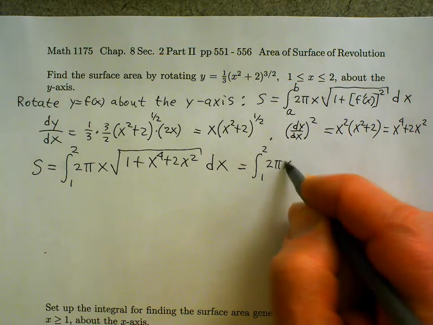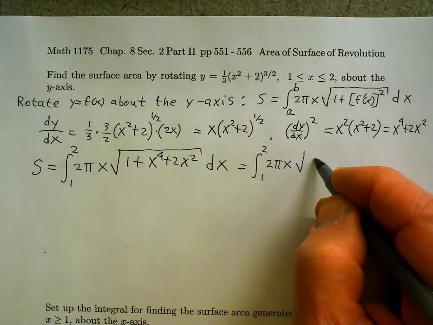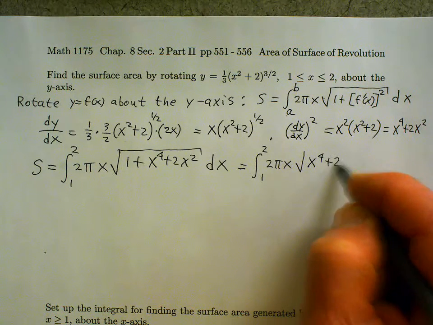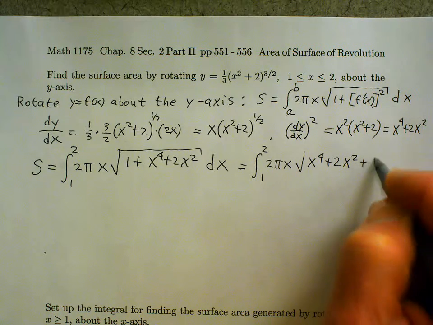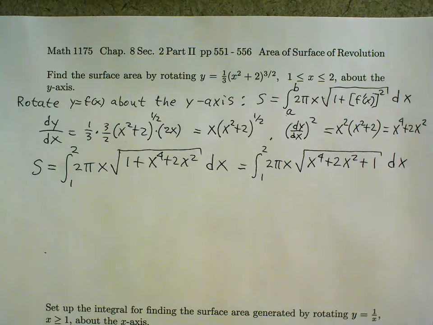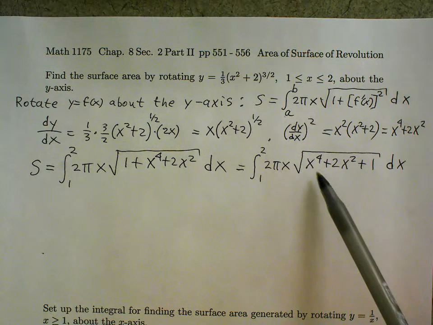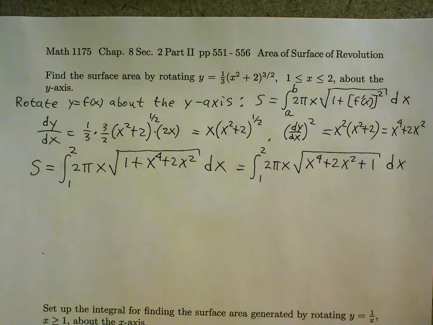So we'll rewrite the expression inside the square root so that it's in the standard form, the square root of x to the 4th plus 2x squared plus 1. Do you recognize x to the 4th plus 2x squared plus 1 as something special? Yeah, it's a perfect square. If you square the quantity x squared plus 1, you get x to the 4th plus 2x squared plus 1. And the square root of a perfect square of something is just the something.